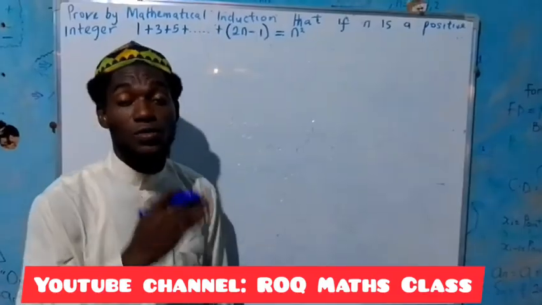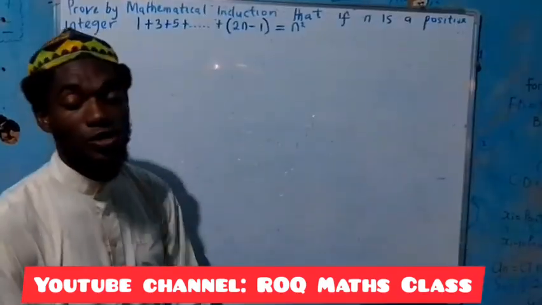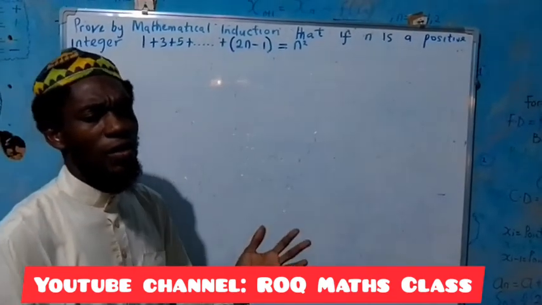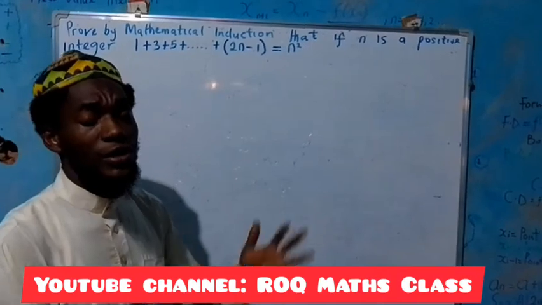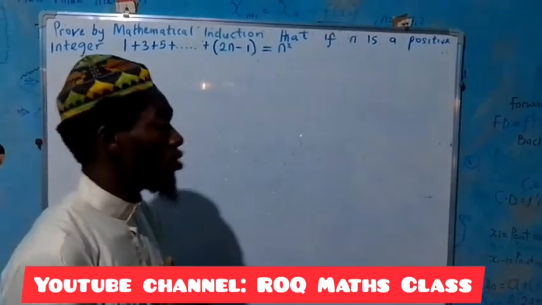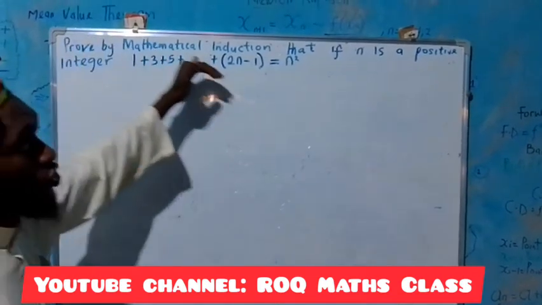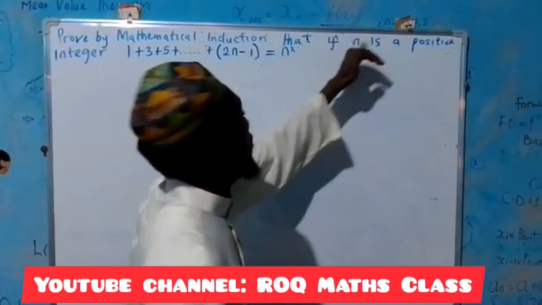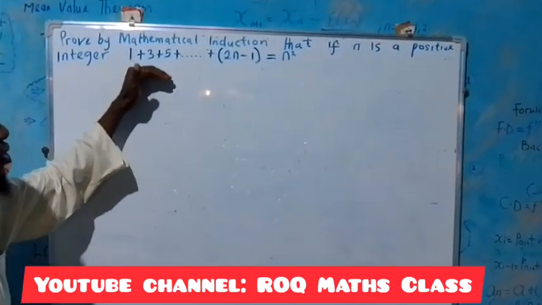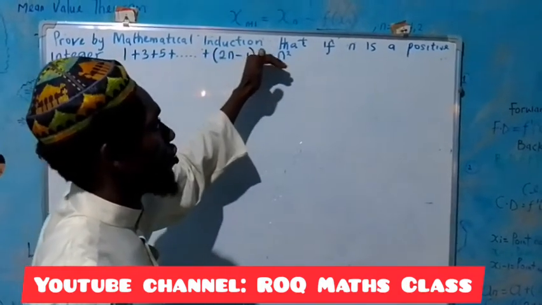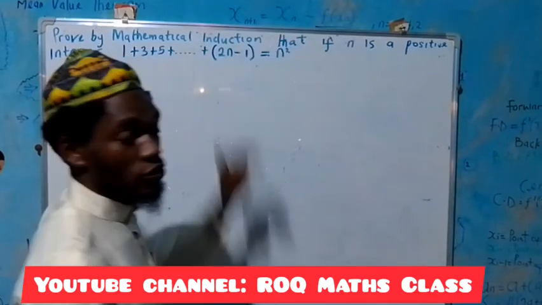We will be discussing mathematical induction. Several students have been asking how to solve any question related to mathematical induction. Actually, this is an example on it. Prove by mathematical induction that if n is a positive integer, 1 plus 3 plus 5 plus, until you get to 2n minus 1, is equal to n raised to the power of 2.